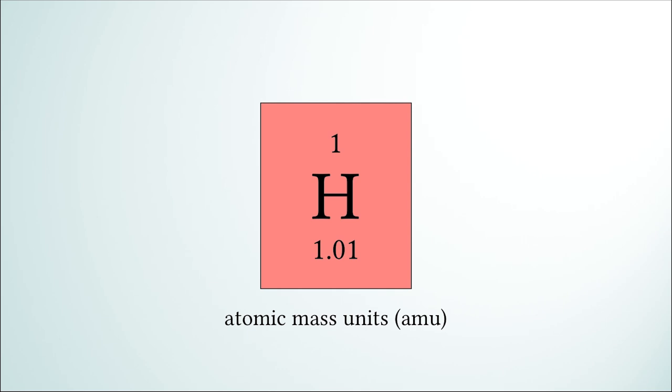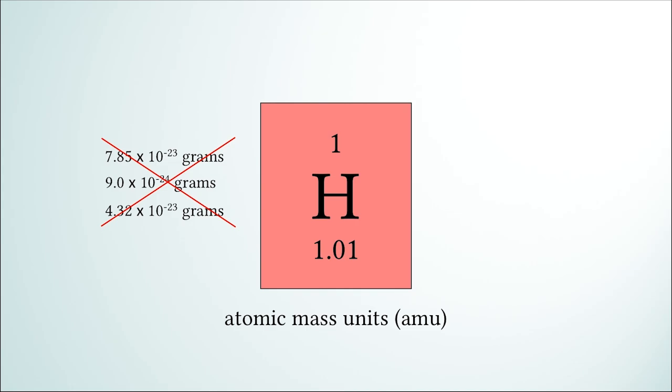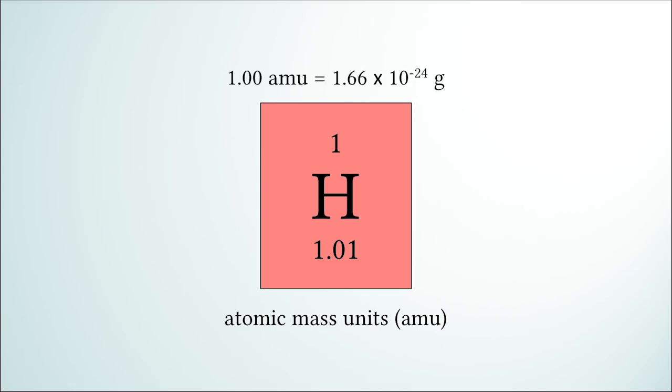But that's a good thing because the atomic mass units for atoms are nice numbers to use. They don't necessarily have to be shown with scientific notation, with most masses being in the ones, tens, or hundreds place. We do have a relationship between atomic mass units and grams, though. This will give you a better understanding of indeed how small these units are. 1.00 AMU is equal to 1.66 times 10 to the negative 24 grams.